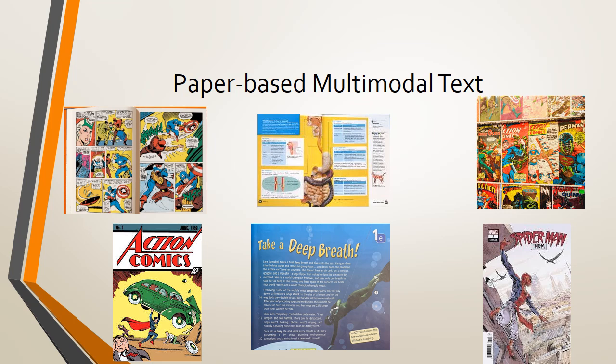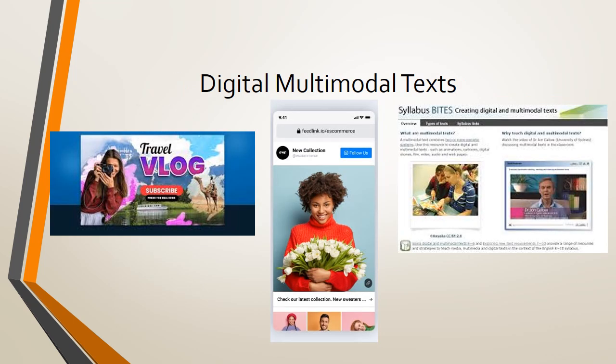Then on the left, we have more about comics. Look at the colors and how the text and images are positioned in the book. Next, we have digital multimodal texts, where we have some similarities with the paper-based one in terms of design, color, text, etc. Except the digital is more interactive. You have the sound, the movement, the space, music, even speech, such as YouTube video vlogs, social media posts, or even website pages.